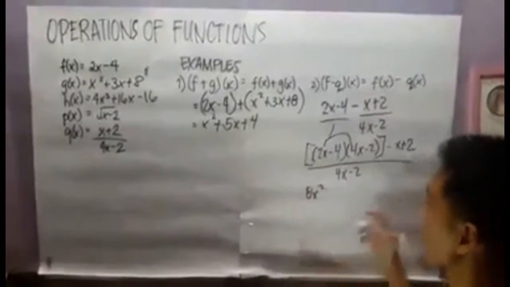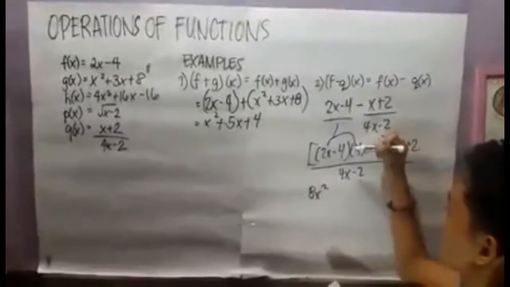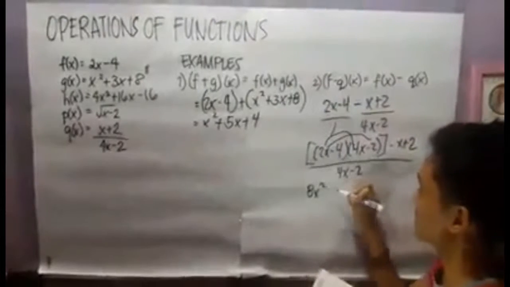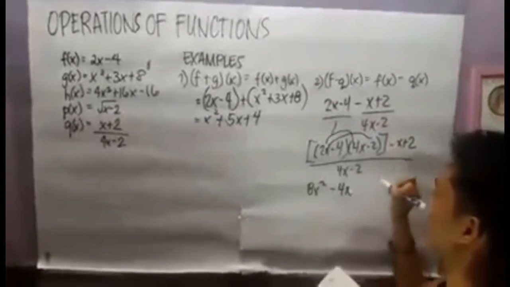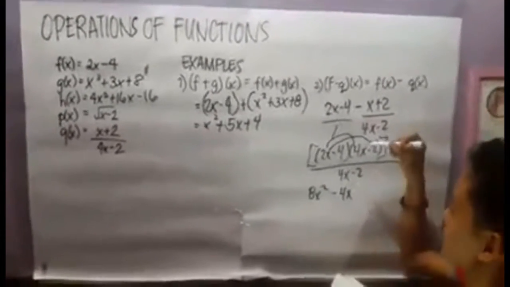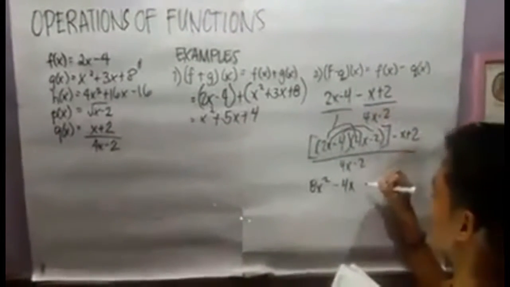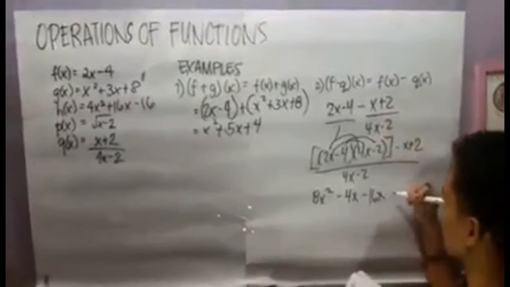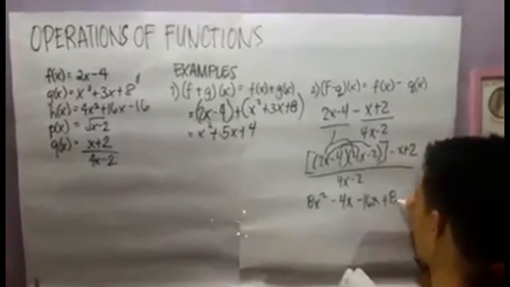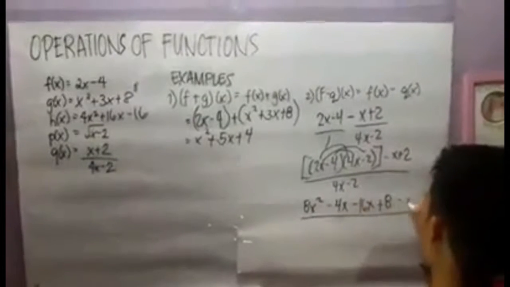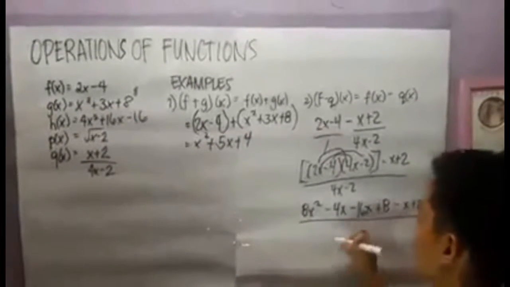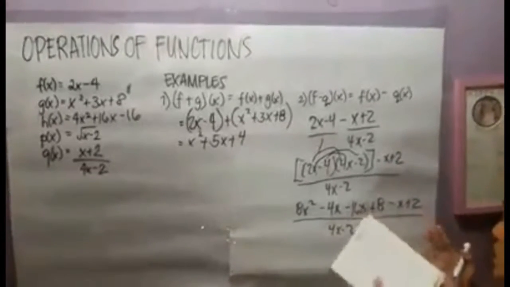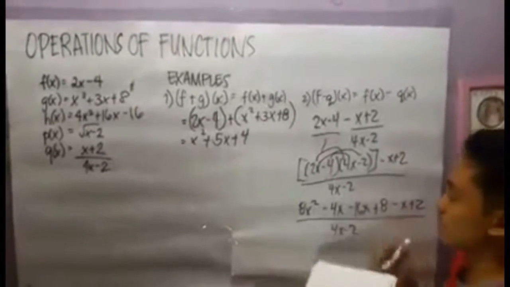And next is 2x times negative 2 is negative 4x. And next one is negative 4 times 4x is equal to negative 16x. And negative 4 times negative 2 is equal to 8. So guys, ngayon isinama na natin si negative x plus 2 sa equation natin.